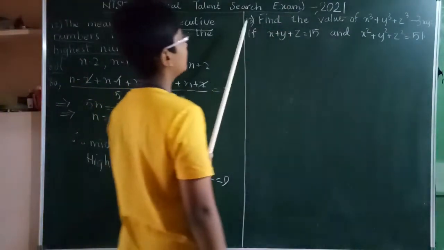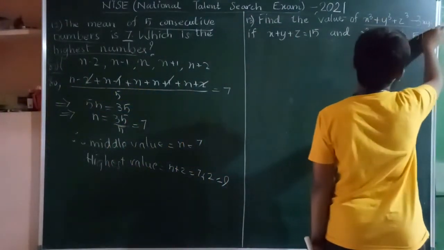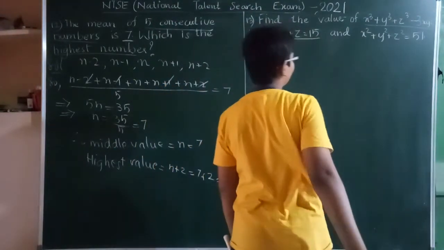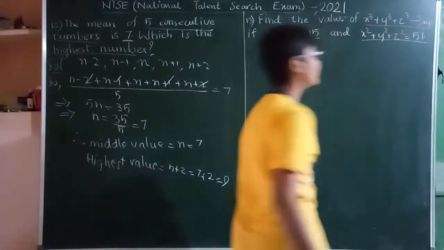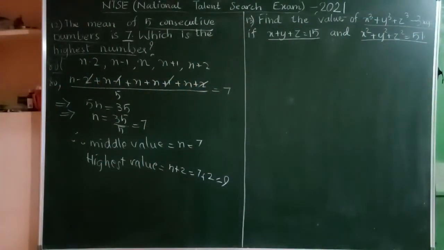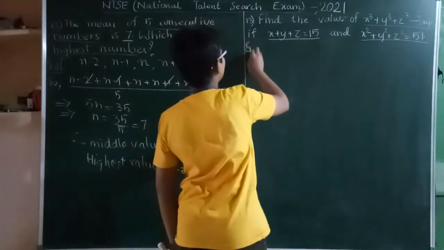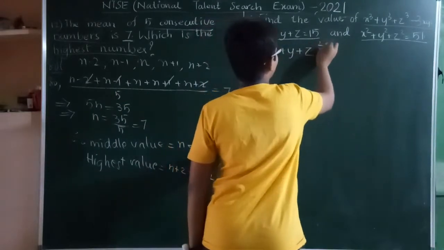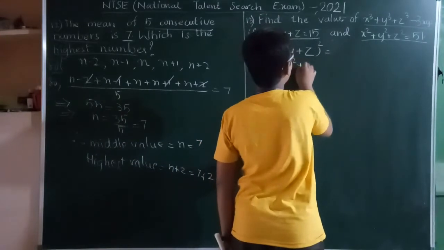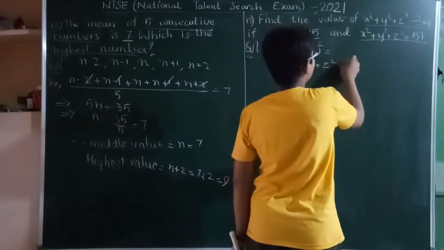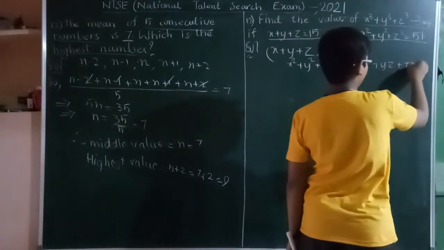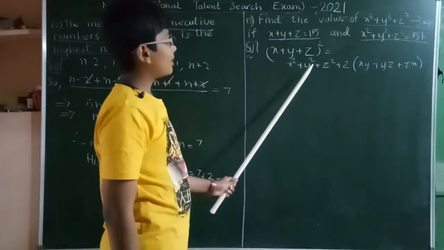Now let's see the 13th question. Find the value of x cube plus y cube plus z cube minus 3xyz, if x plus y plus z is equal to 15 and x square plus y square plus z square is equal to 51. We should find the value. Now first let's take x plus y plus z whole square, which is equal to x square plus y square plus z square plus 2 of xy plus yz plus zx.